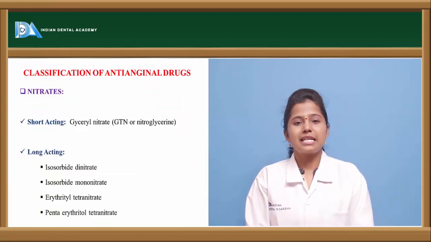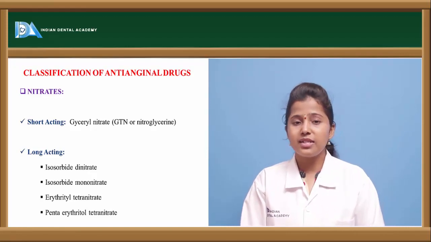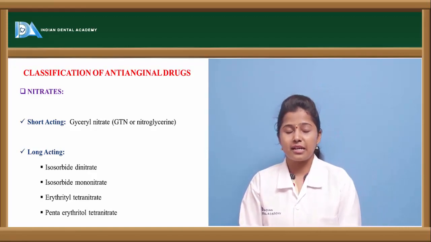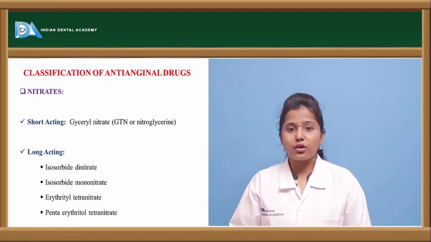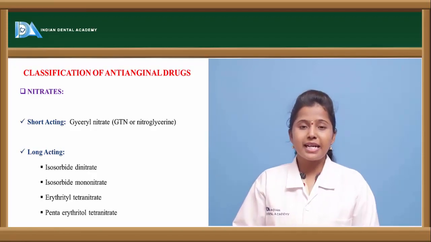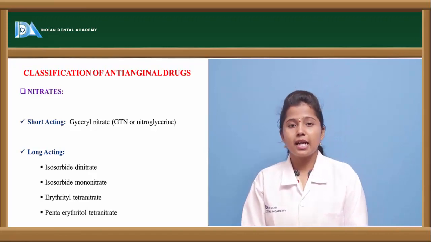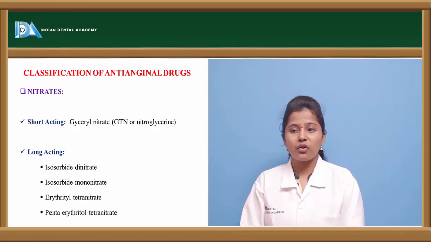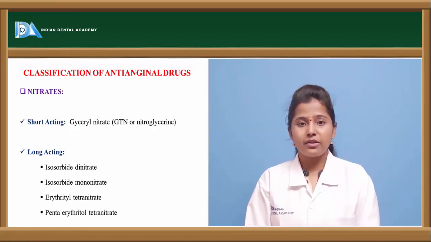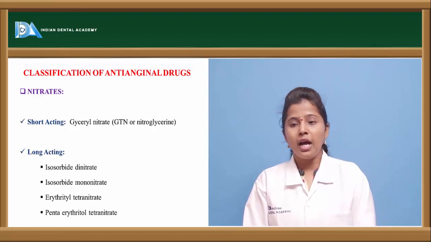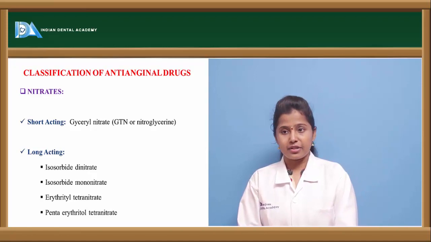So, let us see the classification of anti-anginal drugs. We have seen each and every category. Now, let's see the drugs in each category of anti-angina. Now, the nitrates: first, nitrates or organic nitrates. There are short-acting nitrates as well as long-acting nitrates. Short-acting nitrates include glyceryl nitrate or nitroglycerin. Long-acting drugs are isosorbide dinitrate, isosorbide mononitrate, erythrityl tetranitrate and pentaerythritol tetranitrate.